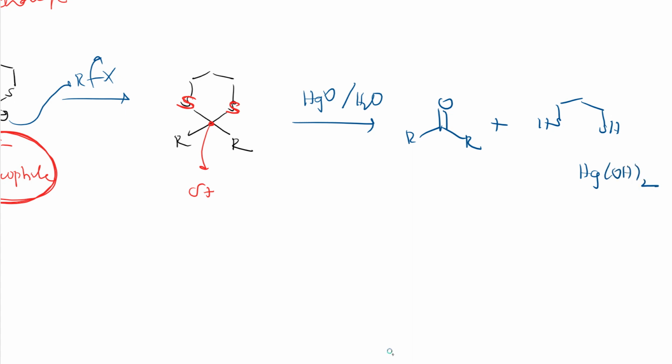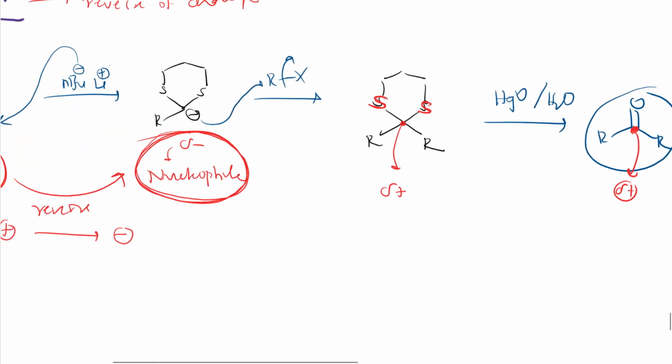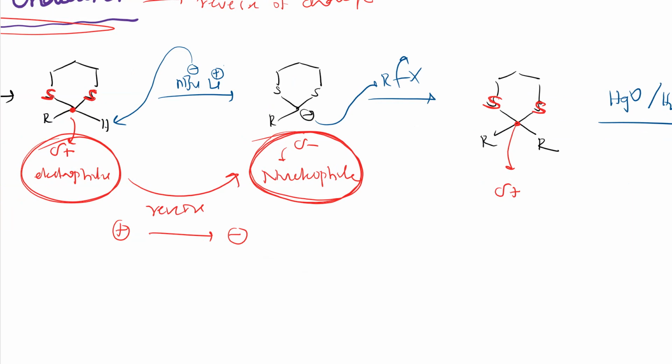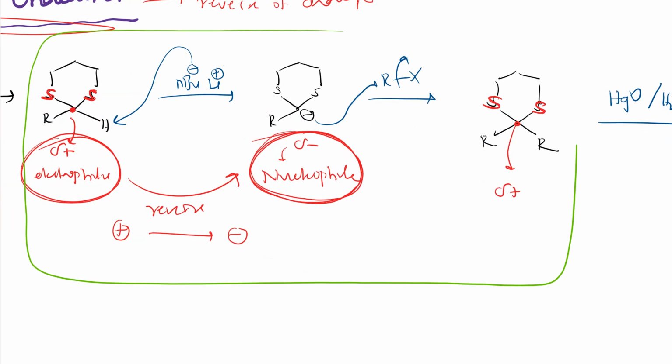See here, this carbon is again electrophilic only, because we have studied that a ketone will undergo nucleophilic addition reactions. So it will again be electrophilic. Now if you see only this 1,3-dithiane, with the green marker I am showing, I have marked a square box with green marker.